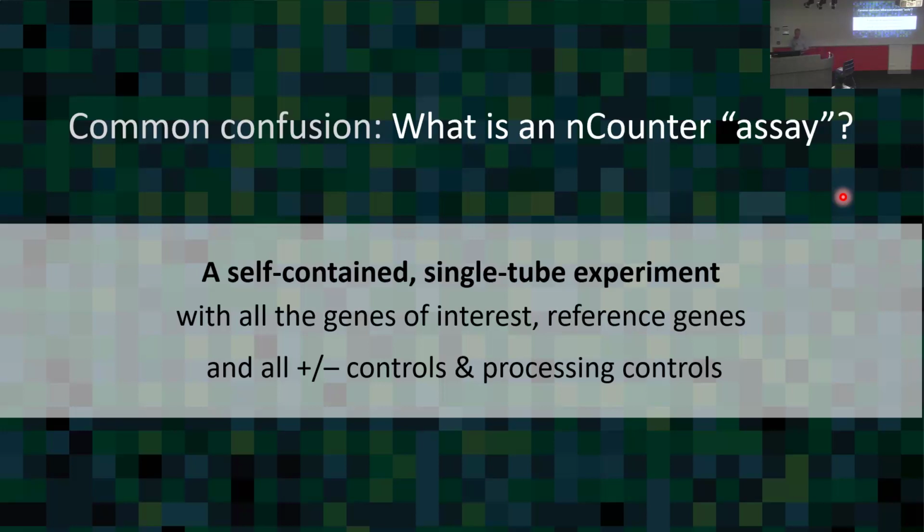But here, every assay in the NanoString world is a self-contained single tube experiment. And that experiment can be run, and the same thing can be run at any other time anywhere else in the world, and the data can be combined. This is a weird and unbelievably good thing, right? Because everything's in there. Every control is built in. All the genes of interest, the reference controls, all the plus minus controls, all the processing controls, everything's in there.